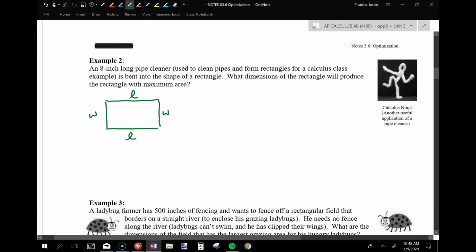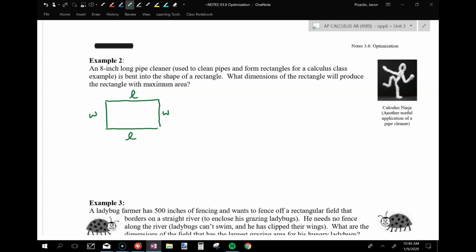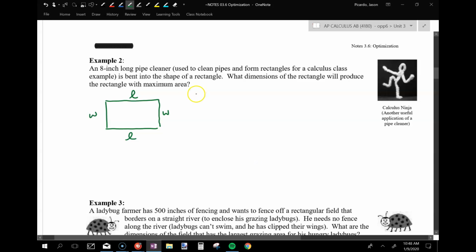What's the constraining piece of information? What's the limiting factor? The length of the pipe cleaner, right? Sounds like a perimeter, doesn't it? If I'm bending it to create a shape. So can we all agree that the perimeter of 8 is equal to 2L plus 2W? The two lengths plus the two widths has to give me a total perimeter of 8.